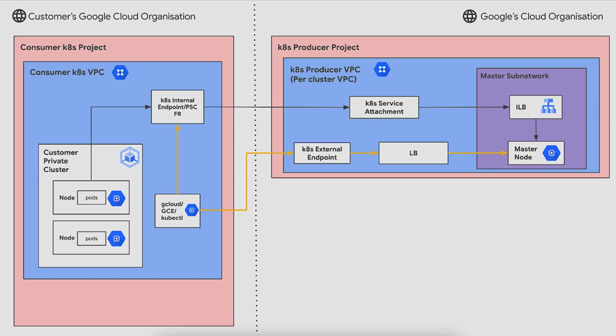Here, there is a consumer or a customer's Kubernetes project. They have a VPC, which is a network, and inside that network, there is a GKE cluster. Inside the cluster, there are nodes which would be part of node pools, and these nodes run the smallest deployable units, which are called pods. Now, a customer can connect to this GKE cluster using gcloud, a compute engine instance, or the kubectl command.